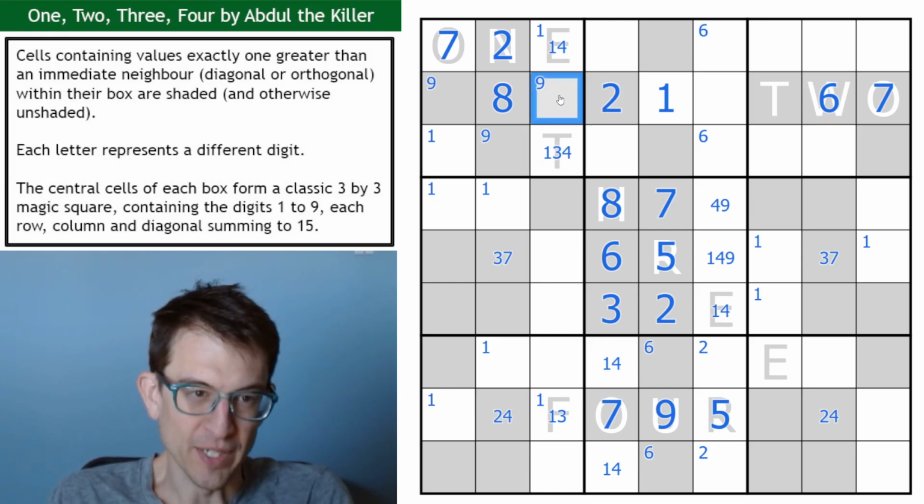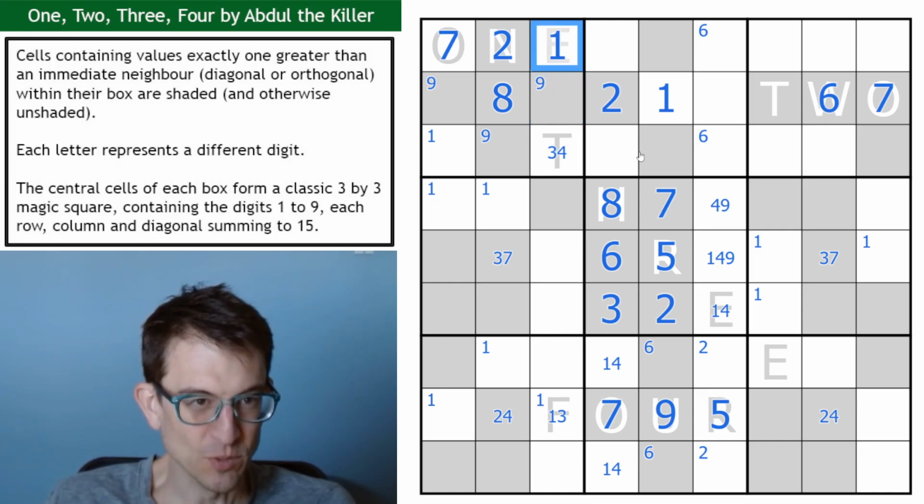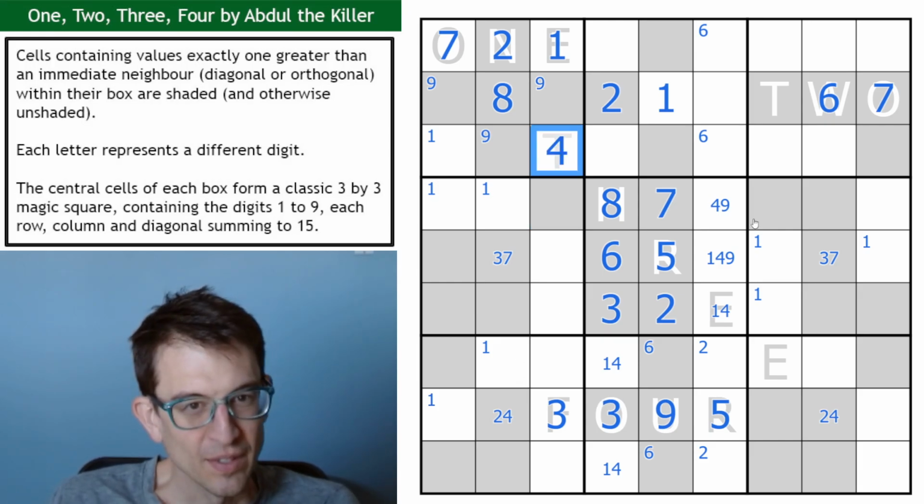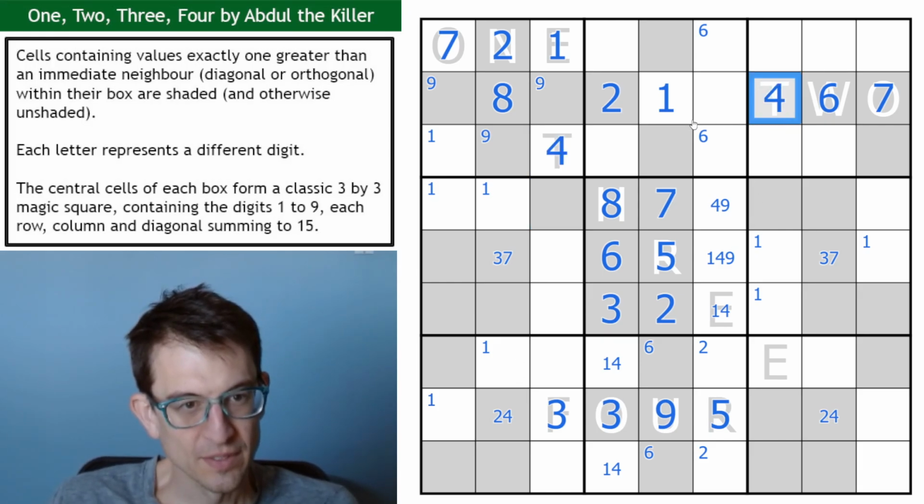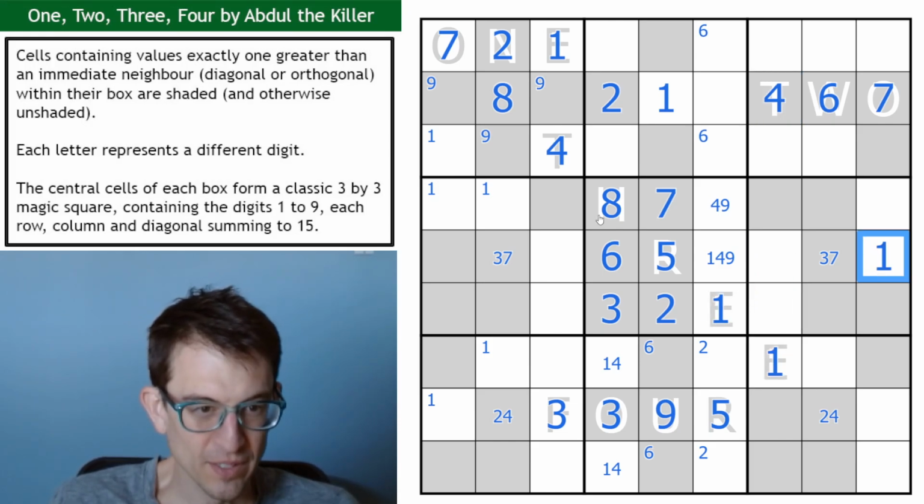This is not 3. So if F is 3 and this is not, I get a 1, 4 pair here. Oh, 2 has to go next to 1. Sorry, much easier. That's 1, that's 3, that's 4. T is 4, E is 1. Yeah, that's going to do a lot of work.